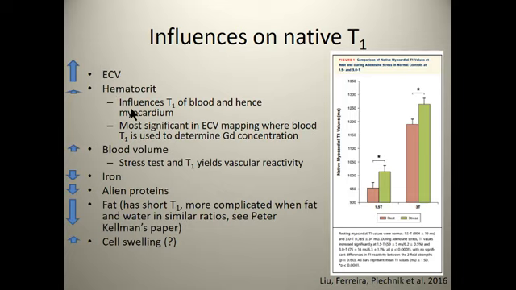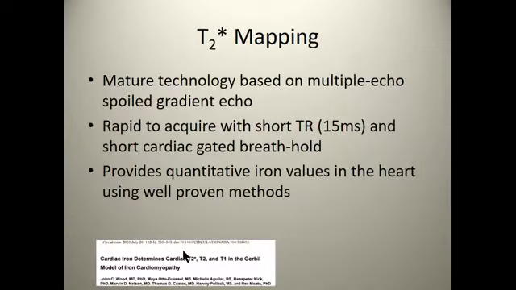But in terms of the summary, ECV has a big effect on the T1. Hematocrit has something of an effect, a bigger effect on ECV actually. Iron decreases T1. Alien proteins, they're not really alien, they're glycosphingolipids, but they're ones that shouldn't be there. And fat obviously has a very short T1, although Peter Kellman has a nice paper showing that when you get mixtures of fat and water, you get complex changes in the measured T1. And then cell swelling will have some influences too.